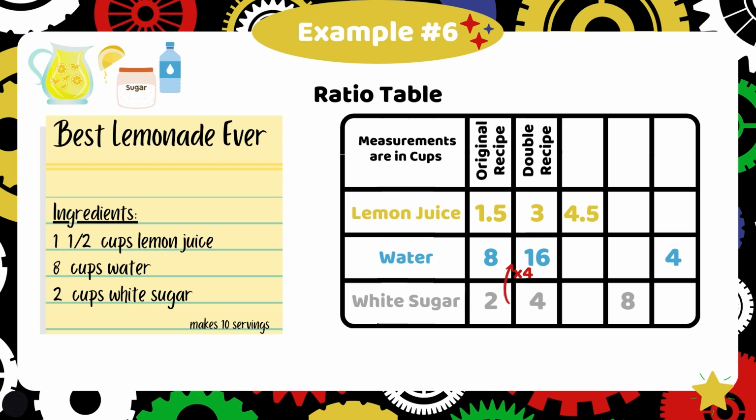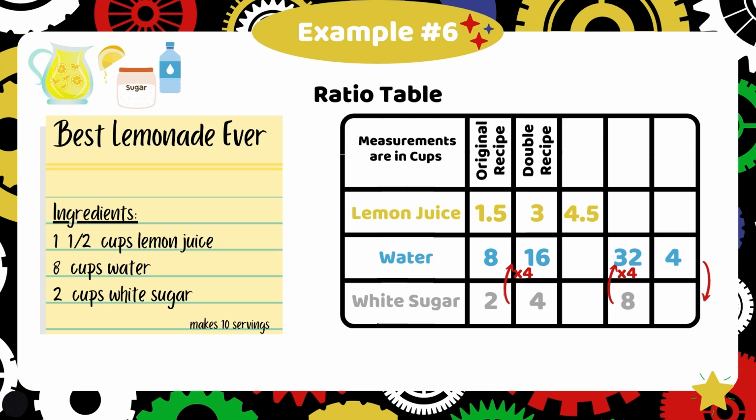I'm noticing another pattern here. To get from 2 cups of sugar to 8 cups of water, you could multiply by 4. And I see that it works in the double recipe too. 4 cups times 4 is 16. So that means to go from the amount of sugar to figure out the amount of water, you can take the sugar times 4. 8 cups of sugar times 4 would be 32 cups of water.